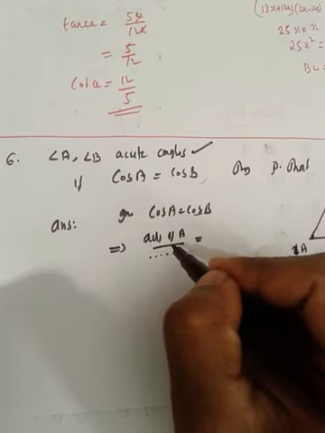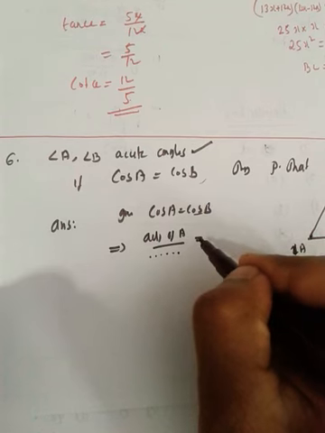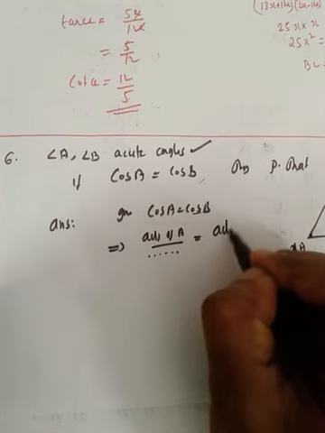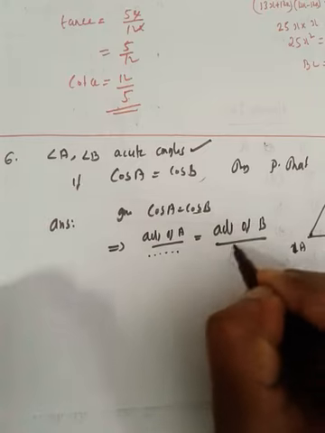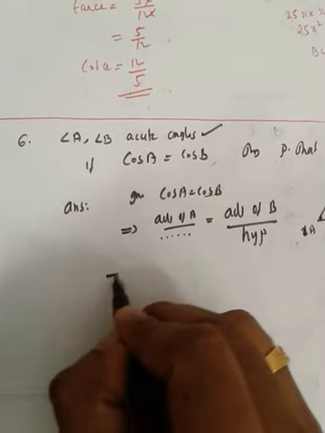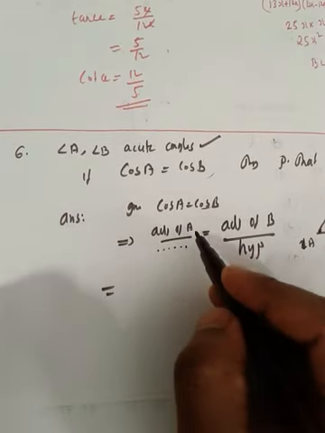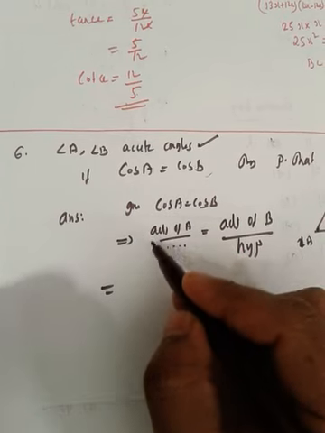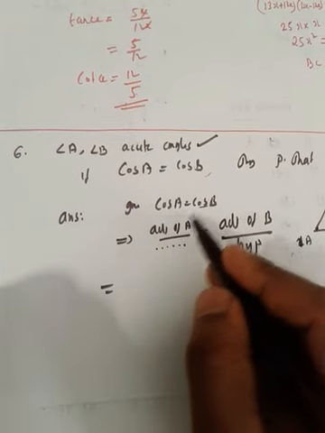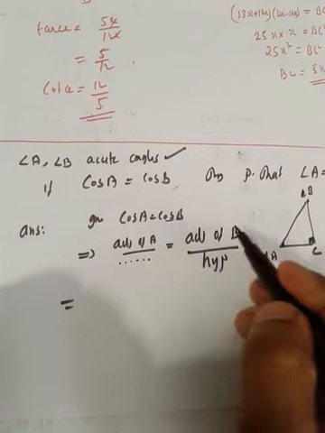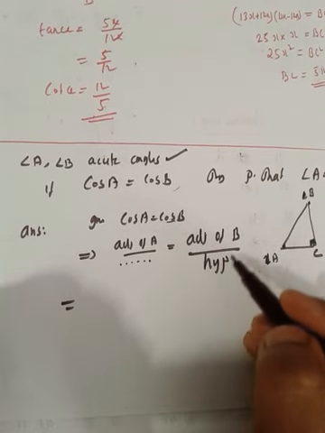So cos A is adjacent of A by hypotenuse, this is equal to as it is. Then what is cos B? Yes, you are right. Adjacent of B by hypotenuse. Clear? Because here we applied cos on angle A, so in terms of angle A, you are supposed to write the definition here. Here we applied cos of angle B, so in terms of angle B, you are supposed to write the definition here.